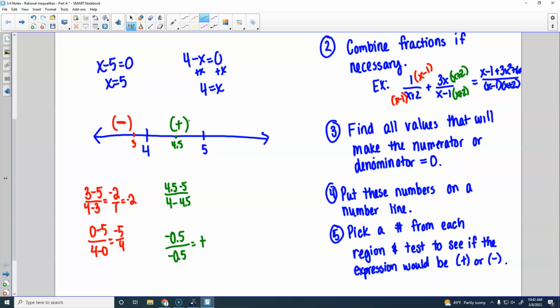Okay, so we got one more section to check. We're going to pick a number above 5. So Lee, pick me a number to test. All right, so 6 right here. So you would do 6 minus 5 over 4 minus 6. And so for this, you're going to get a positive 1 over a negative 2. Again, we only care about whether or not that is positive or negative. What are we going to get there? A negative. So we would have a negative in this section.